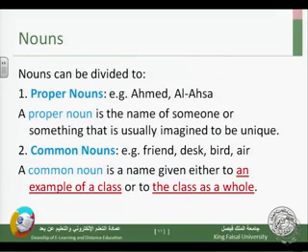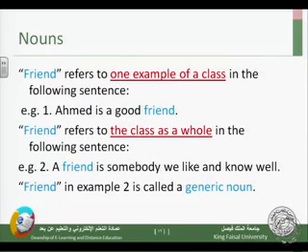The second type is common nouns, like friend, desk, bird, and air. So a common noun is a name given either to an example of a class or to the class as a whole. So we can use common nouns to refer to one example of a certain class or to the whole class. And we will see some examples right here. For example, the common noun friend refers to one example of a class in this sentence. Ahmed is a good friend. Friend doesn't refer to the whole class of friends, it refers to one example of it.